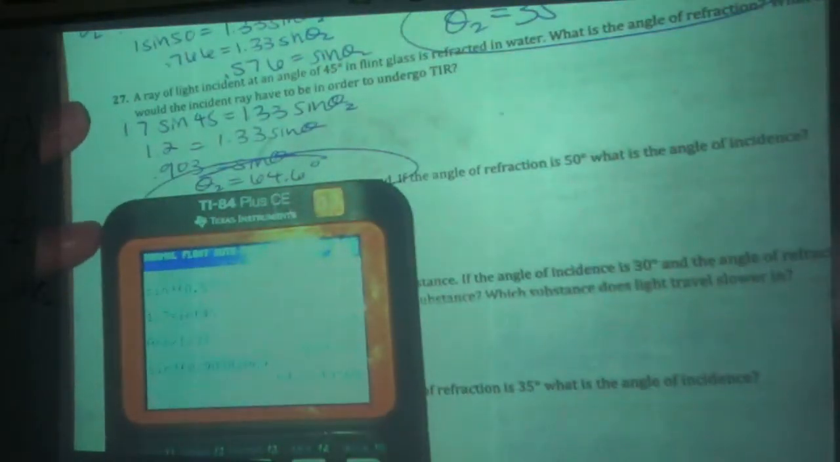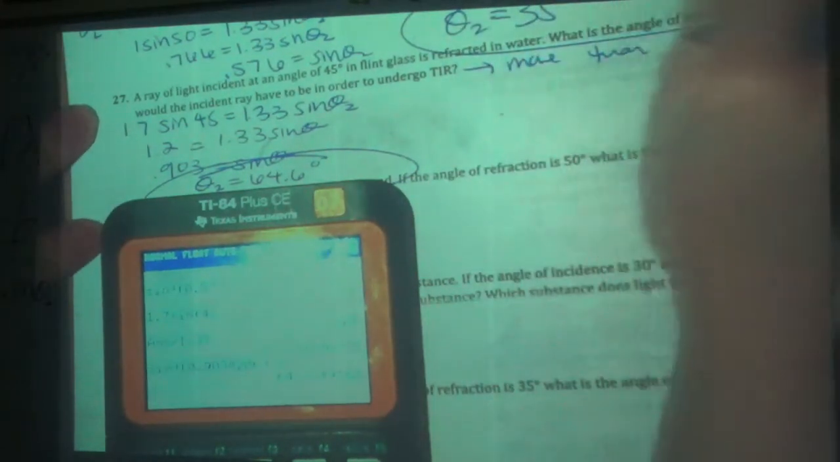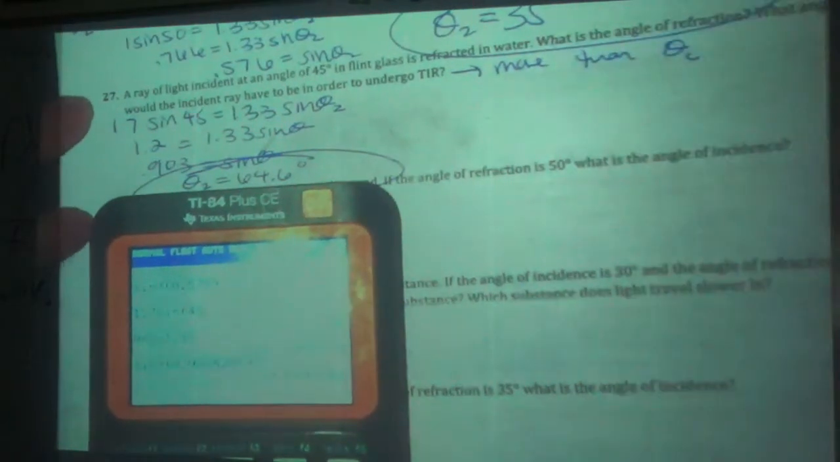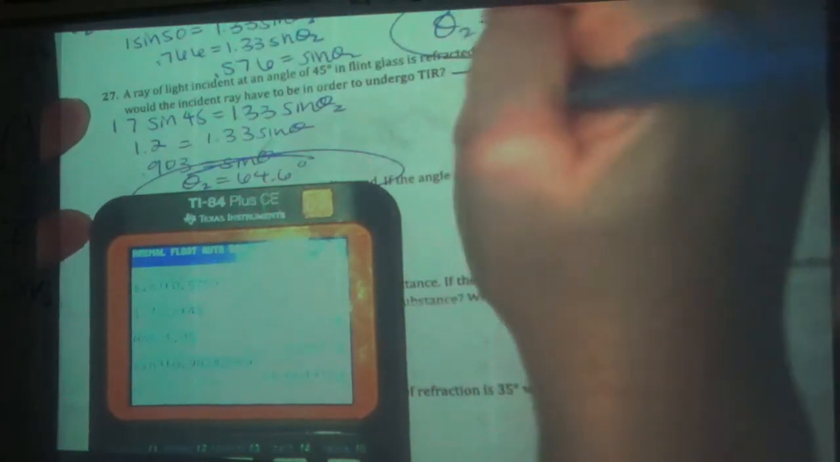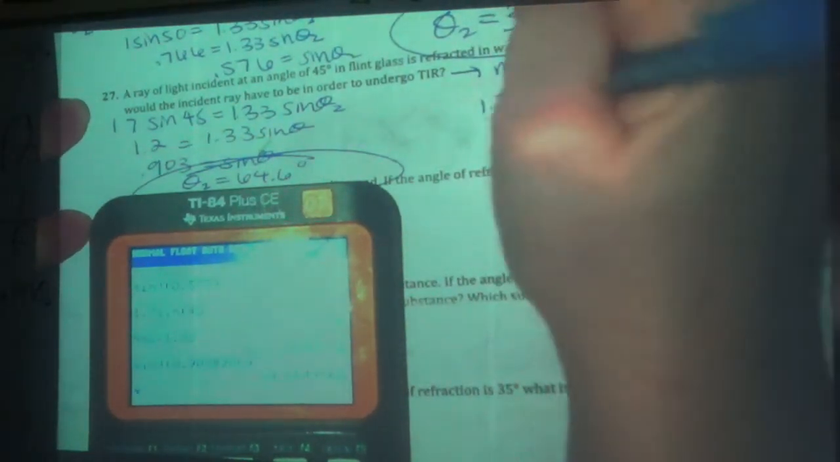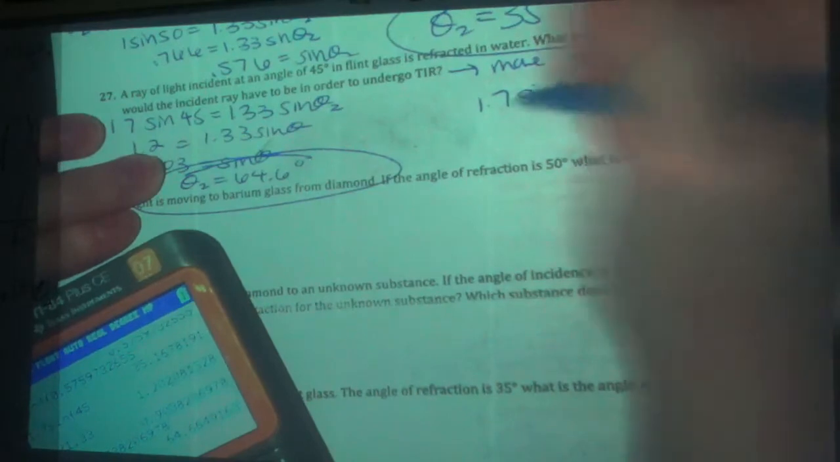What angle would the incident ray have to be in order to undergo TIR? Well, it'd have to be more than the critical angle. So, that's not enough, right? I want to know what angle would it have to be greater than. So let's find the critical angle. So 1.7 going into water. Critical angle is the angle that comes in that makes it refract at 90. So I plug in 90 for the angle of refraction and see what angle makes it refract at 90.